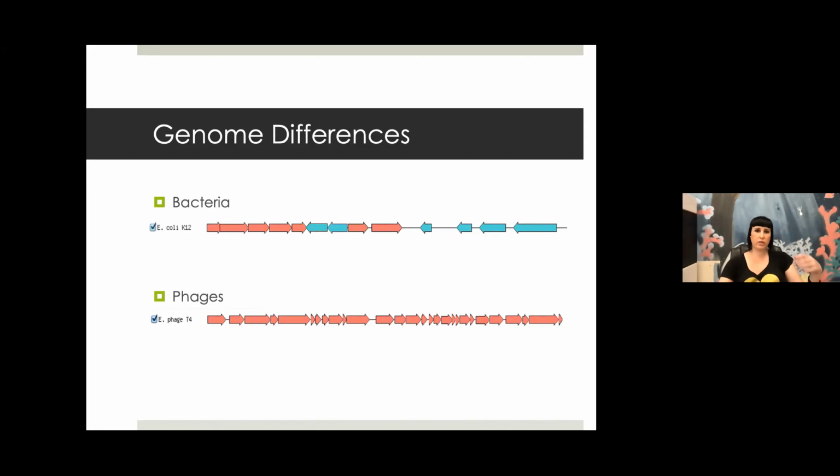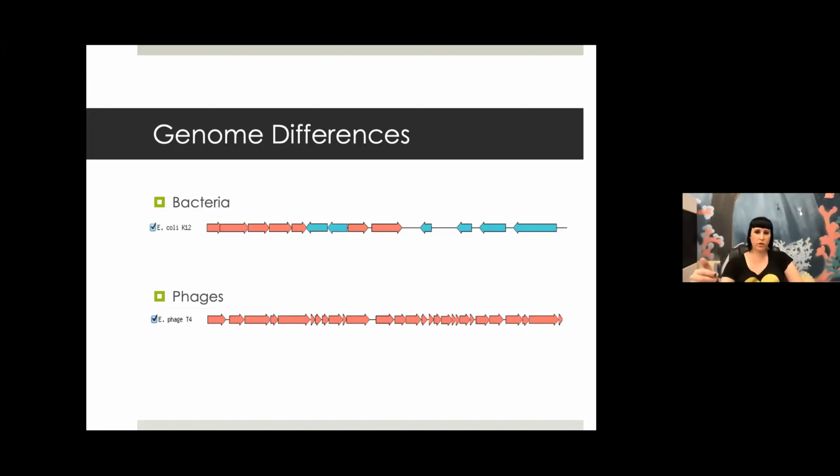Another difference is that bacterial genes are generally separated by intergenic regions, while genes in phages have very little spacing between them. In fact, genes in phages tend to partially overlap. This complicates gene prediction in phages, since genes are not clearly delineated by intergenic regions.